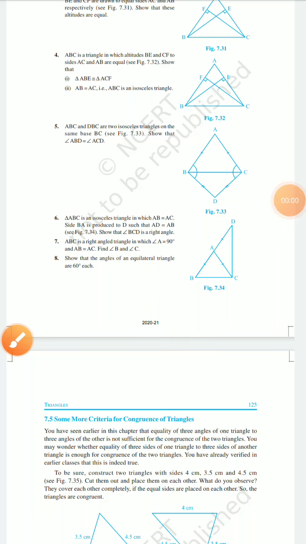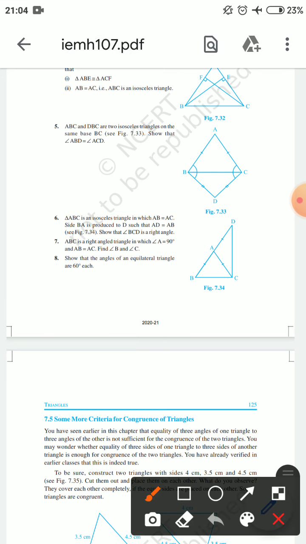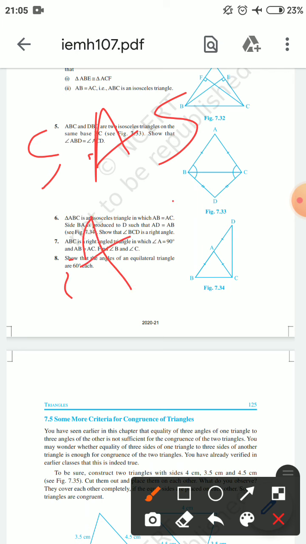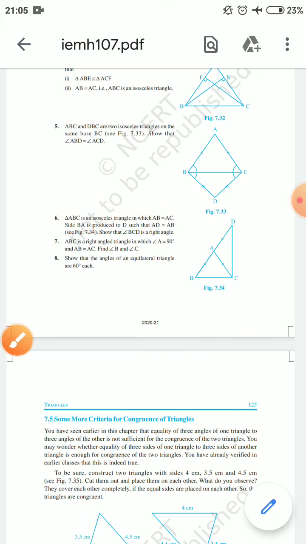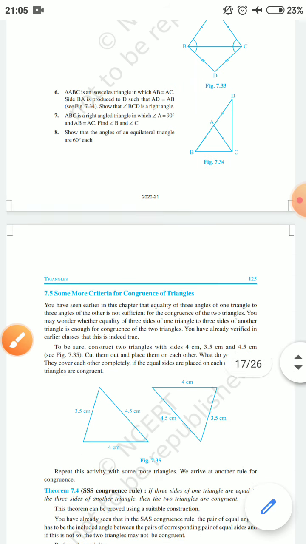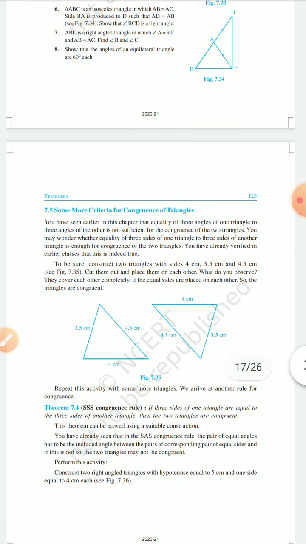Hello students, so far we have discussed two or three congruency rules. Those are SAS congruency, ASA congruency and AAS congruency. Right, so in this video we will be discussing the remaining two congruency criteria of triangles.